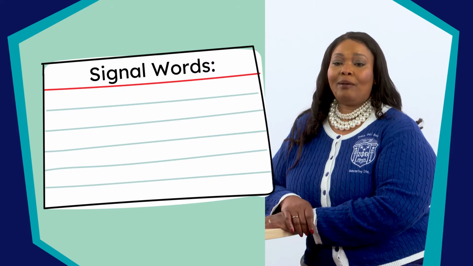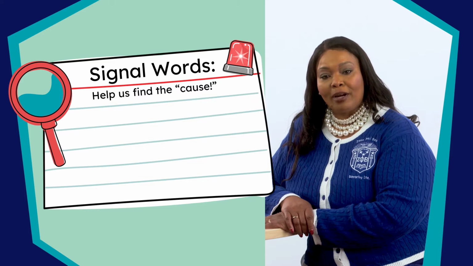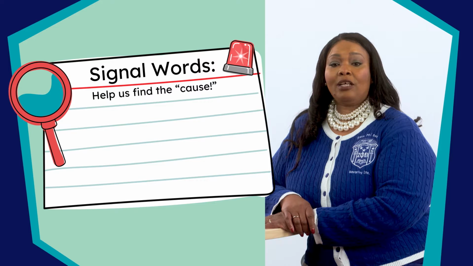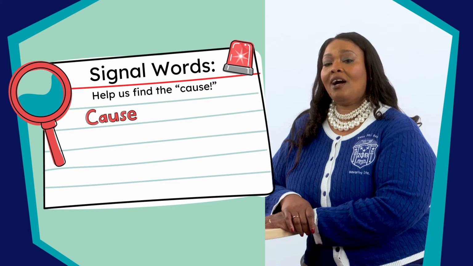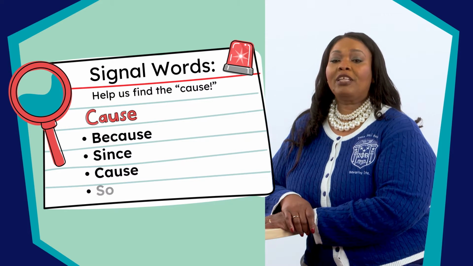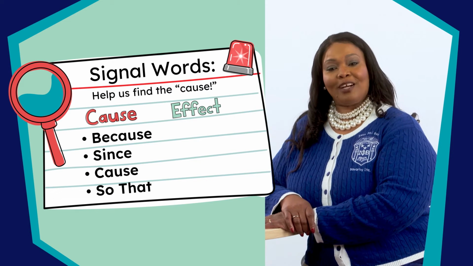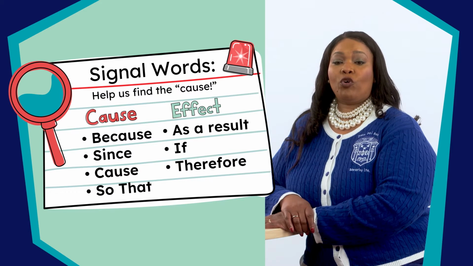In text, sometimes there are signal words that help us find the cause. Get your pencil and paper. You can write these words so you will have them later. These are some clue words that you may see in the text to let you know what the cause is. If you want to find the cause, look for these words. Because, since, cause, so that. If you want to know the effect, look for these words. As a result of, if, therefore.